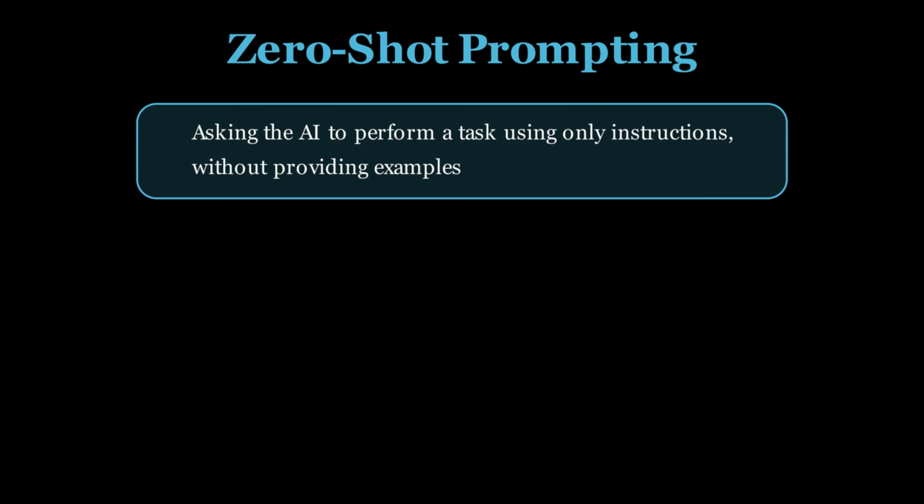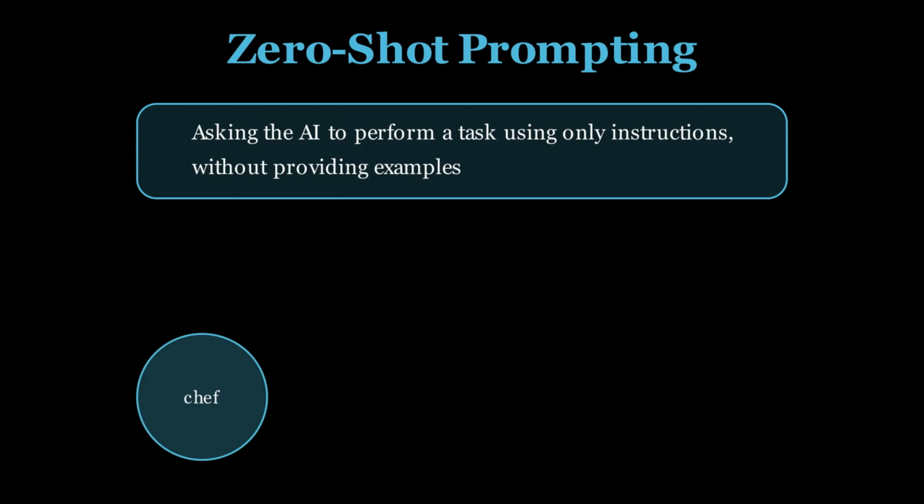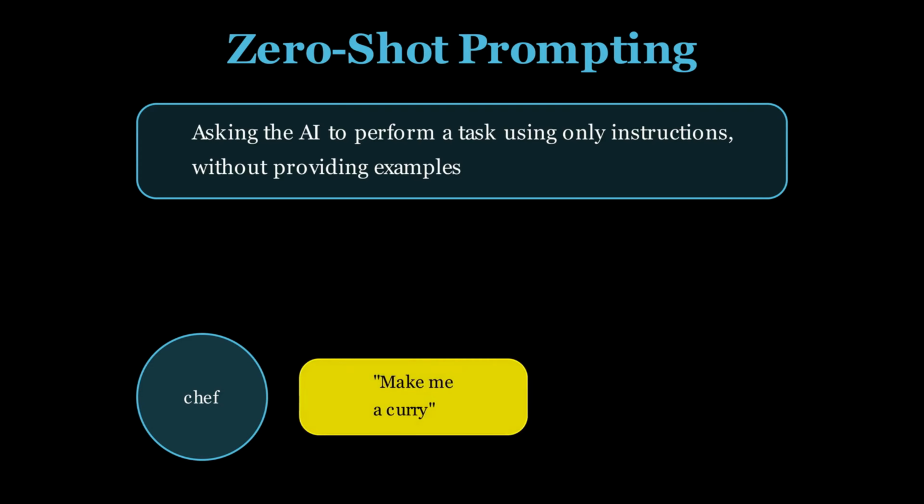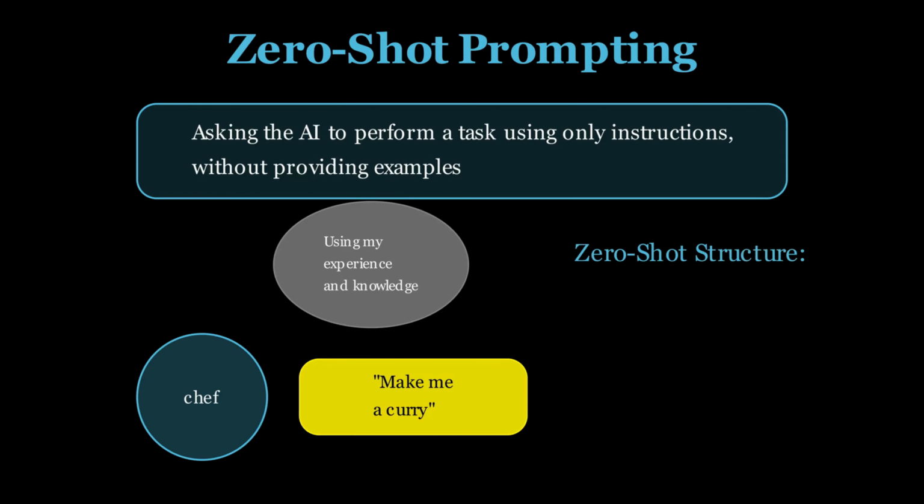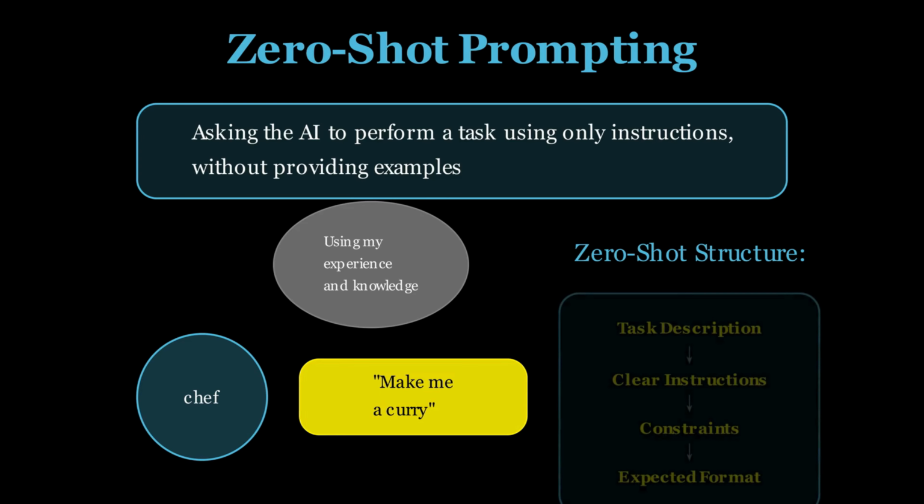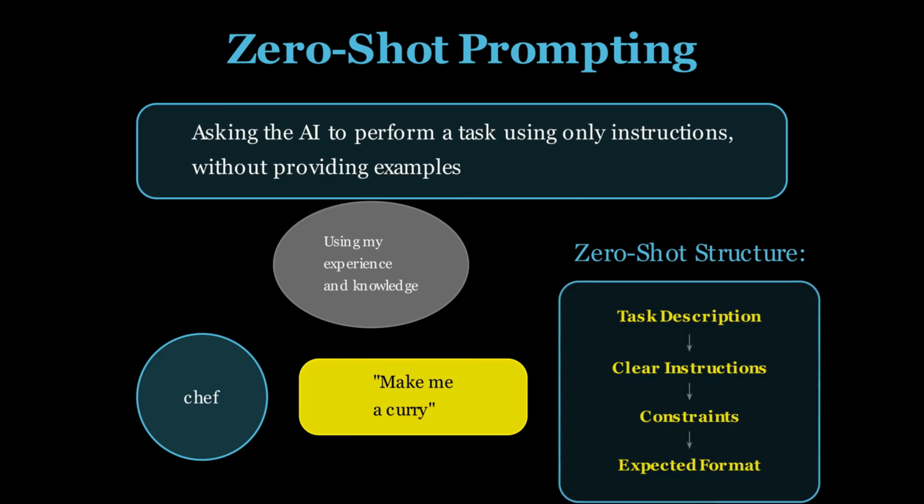Zero-shot prompting means giving the AI a task without any examples. You describe what you want, and the AI figures it out from its training. It's like asking a chef to make curry without showing them a recipe. They rely on their experience and training to figure out what you want. A zero-shot prompt includes a task description, clear instructions, constraints, and the expected format, but no examples of the output. Notice what's missing. Examples. The AI must rely entirely on the instruction and its training data.